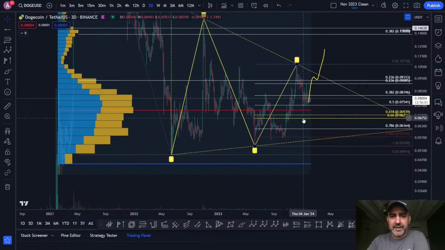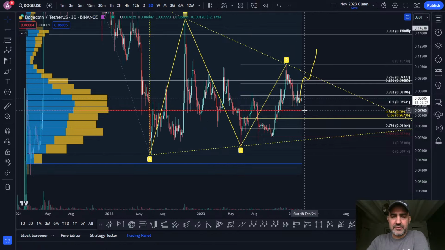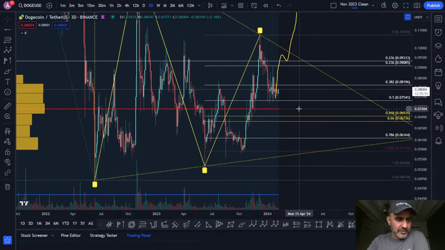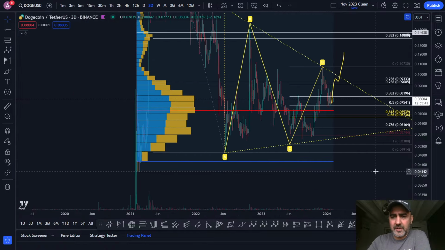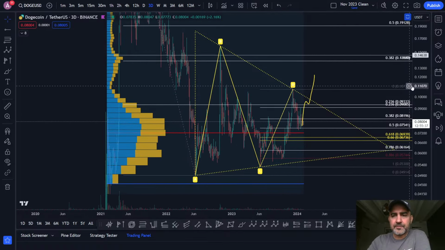Doge, it's a really good place to accumulate. And you have a really easy invalidation because we have a point of control underneath us at about 7.2 cents. We're currently at 8 cents. Anywhere from here until 7.2 cents is a really good level for accumulation, and I wouldn't expect it to go lower if we're looking to go up.